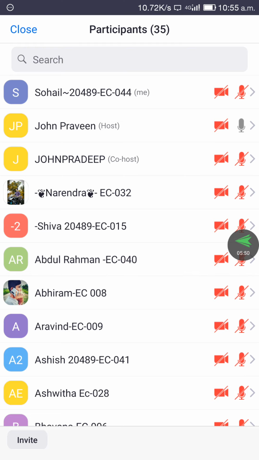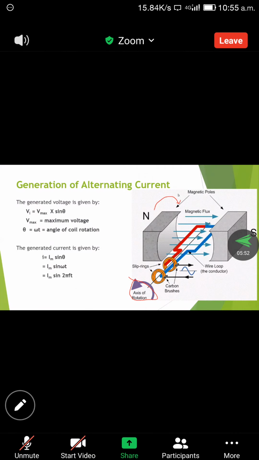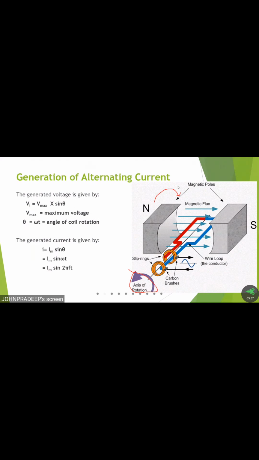Right. So these are the requirements. First, a permanent magnet, and we have a coil. To the coil we attach slip rings. Carbon brushes are used for collecting the electrical energy. Because the slip rings rotate continuously whenever the conductor is rotating, the brushes collect the electrical energy. One is connected as positive and one as negative.